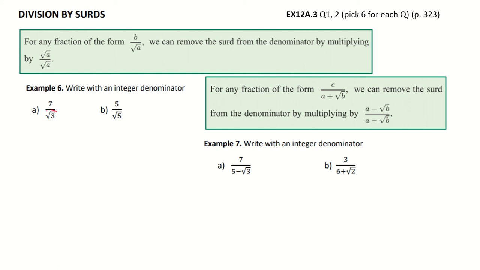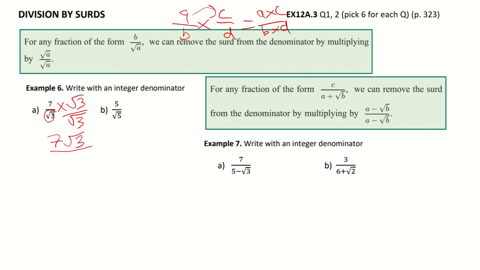So for the first one, what's on the bottom, the denominator? We have the square root of 3. So we're going to multiply by the square root of 3 over the square root of 3. When multiplying fractions, if you have a over b times c over d, you just multiply the numerators, so it's a times c over b times d. So 7 times square root 3 will be 7 lots of square root 3, and square root 3 times square root 3 will just give us 3. And what we've done is remove the denominator.